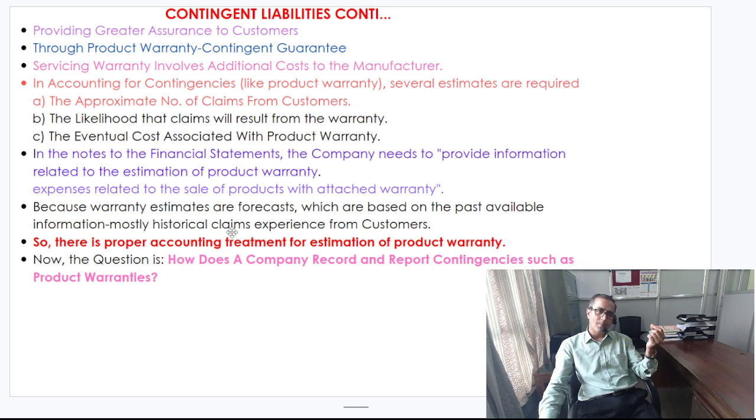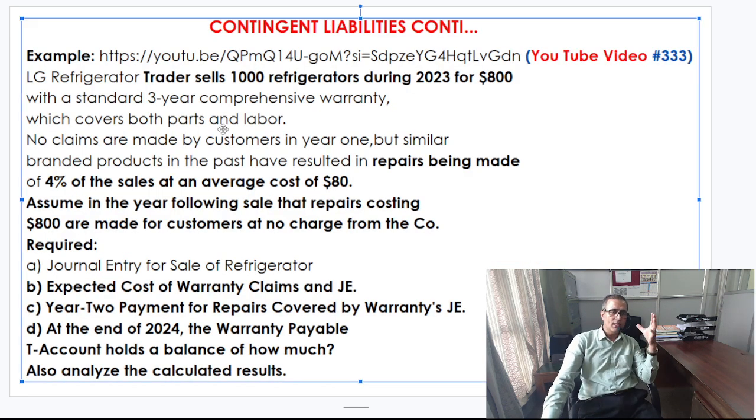As a company, you have to understand how many claims you receive over the period from customers, their impact, and what the eventual cost associated with the product warranty given to customers would be. So there is a need for proper accounting treatment for the estimation of the product warranty. I already discussed this example in video number 333 on my YouTube channel, which you could find.